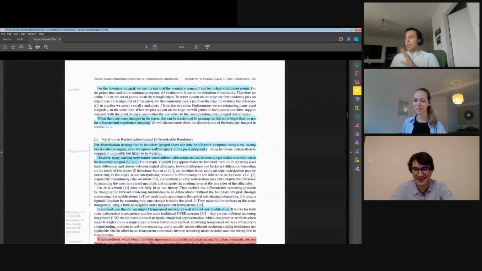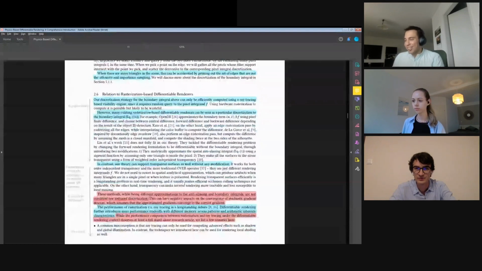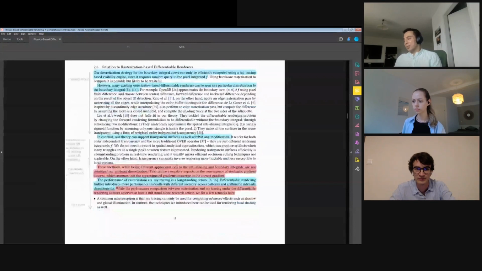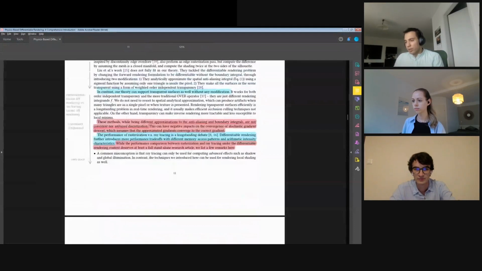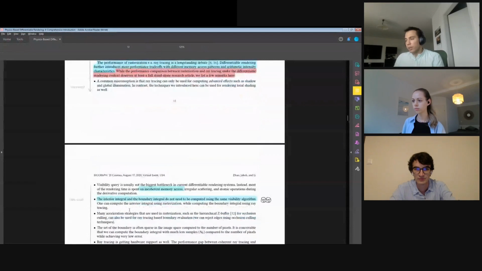But this is really an interesting section, and I'm sure they also mention that the performance of rasterization versus ray tracing is a long-standing debate. I would really love to read it in the future, because I always find it interesting. A quick thing to mention, they give some points. One really interesting thing that I found is that the interior integral and the boundary integral do not need to be computed using the same visibility algorithm.